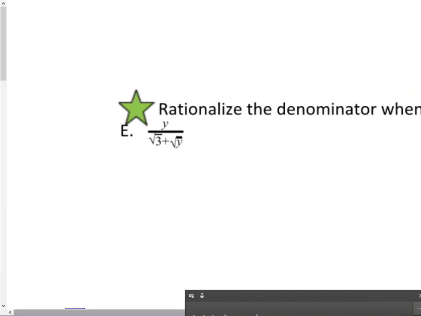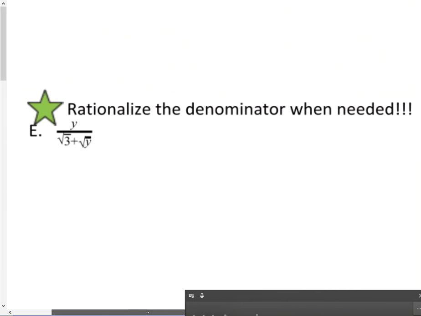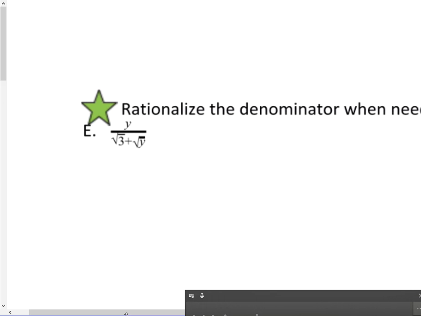So our final prompt with this green star is to rationalize the denominator when needed. So when we have radicals underneath or in the denominator, we want to get rid of those radicals. If you were listening for that square root of x plus square root of h mini calculus preview the other day, this is where we're doing this officially. So here we have y over the square root of 3 plus the square root of y. And these radicals in the denominator are freaking us out.